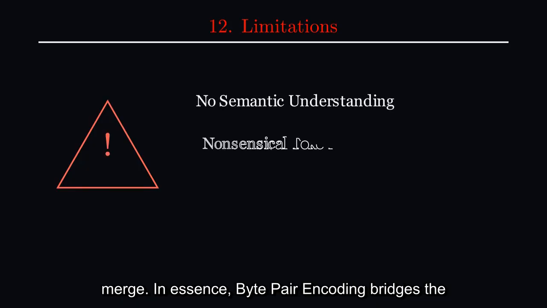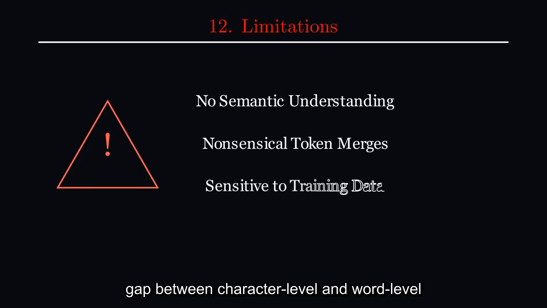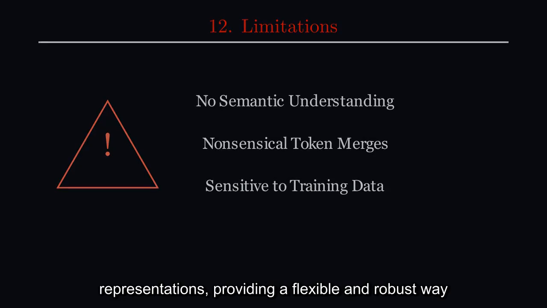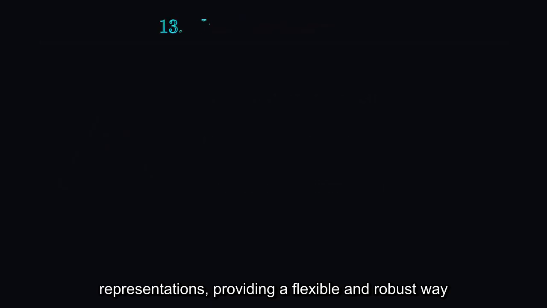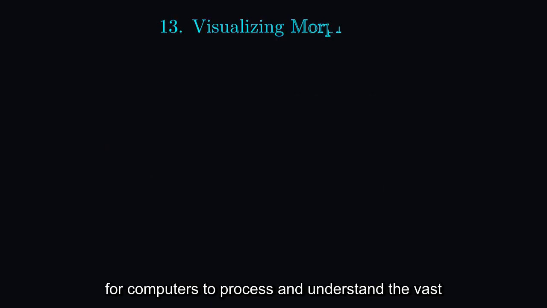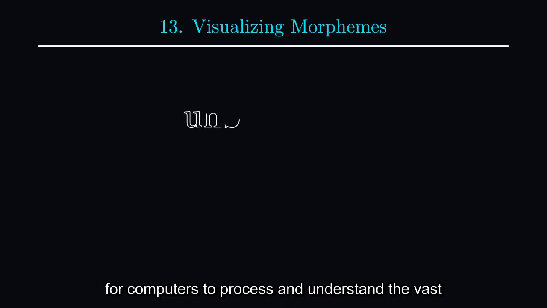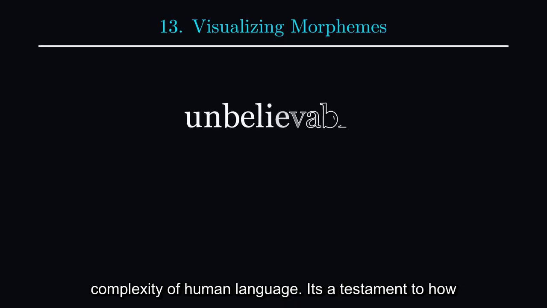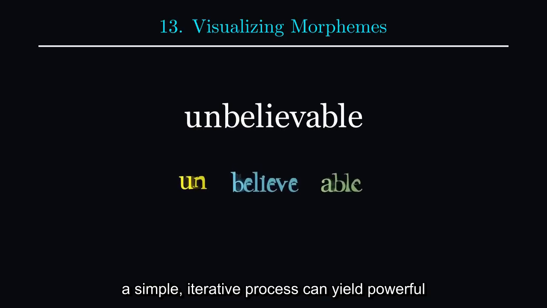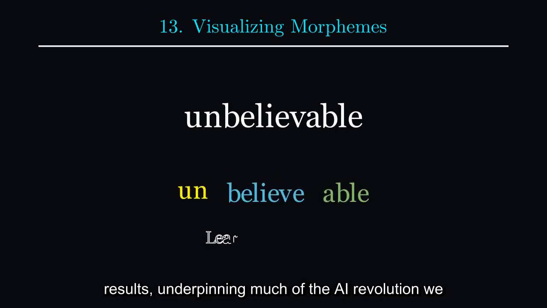In essence, byte pair encoding bridges the gap between character-level and word-level representations, providing a flexible and robust way for computers to process and understand the vast complexity of human language. It's a testament to how a simple, iterative process can yield powerful results, underpinning much of the AI revolution we see today.